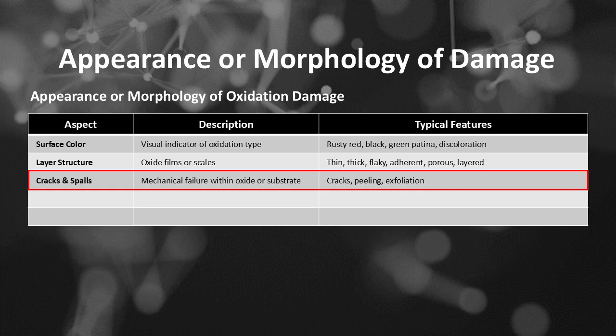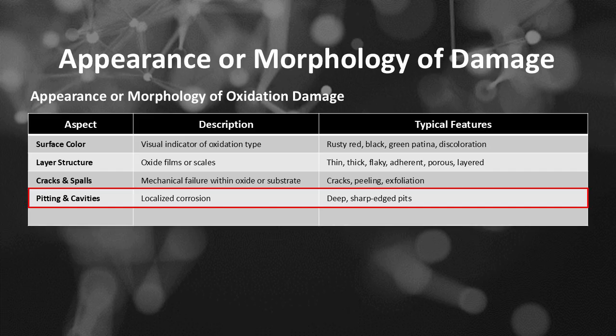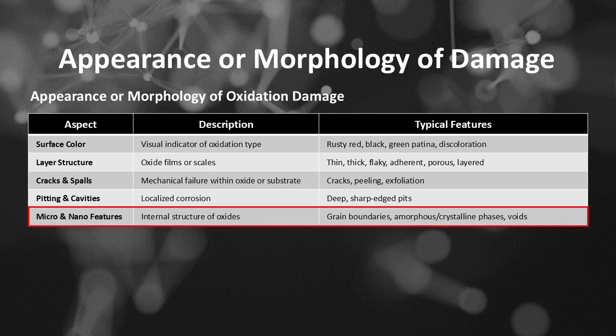If the aspect is cracks and spalls, the description is mechanical failure within oxide or substrate, then the typical features are cracks, peeling, exfoliation. If the aspect is pitting cavities, the description is localized corrosion, then the typical features are deep, sharp-edged pits. If the aspect is micro-nano features, the description is internal structure of oxides, then the typical features are grain boundaries, amorphous/crystalline phases, voids.